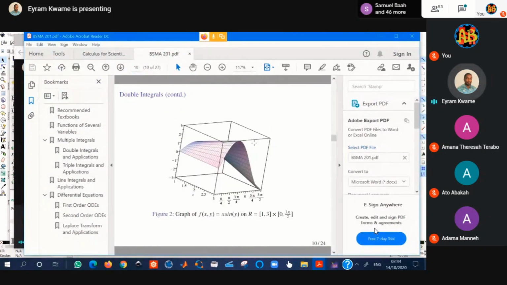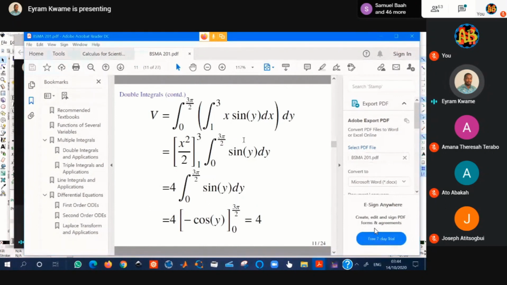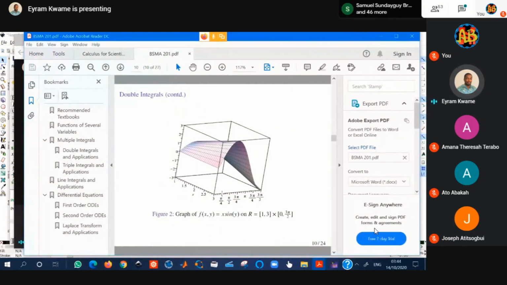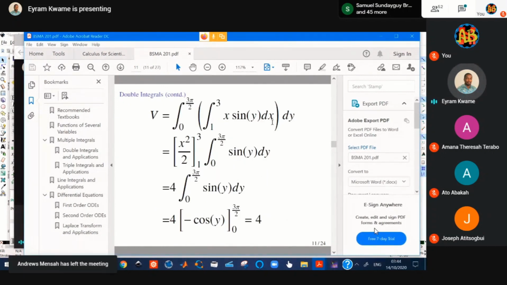So how do we do this? We integrate along the x-axis from 1 to 3, and along the y-axis from 0 to 3 pi over 2. So I'm integrating with respect to y from 0 to 3 pi over 2, but for the x, I'm integrating from 1 to 3. Then I have the function f of x, y, which is x times sine y, and I integrate. My first integral is with respect to x. The sine y has nothing to do with x, so I'll keep it as a constant.